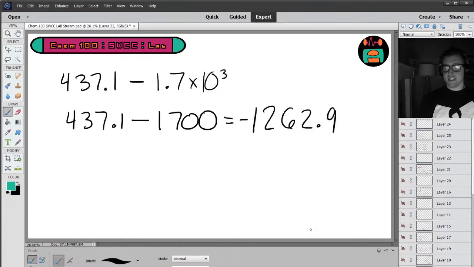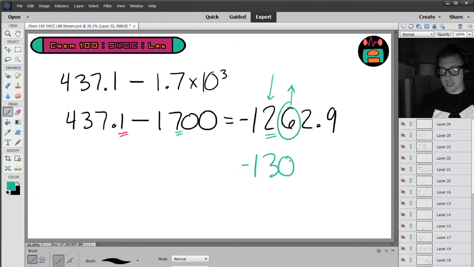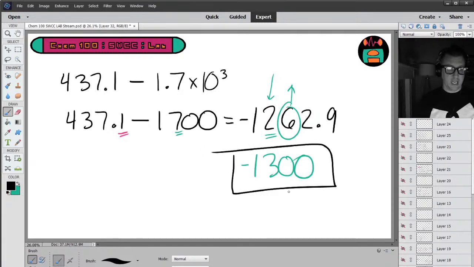When I look at the significant digits for each, 437.1 has its last significant digit in the first decimal place. 1,700 has its last significant digit in the hundreds place, making it less precise, meaning that we have to round our answer to the hundreds place. 6 rounds up and is going to turn this 2 into a 3, so our answer is negative 1,300.